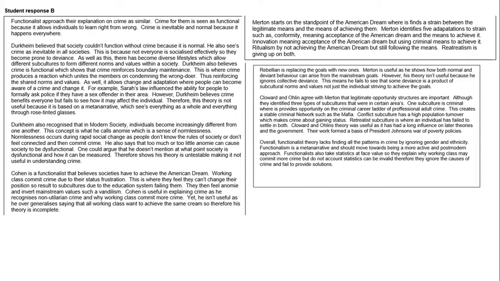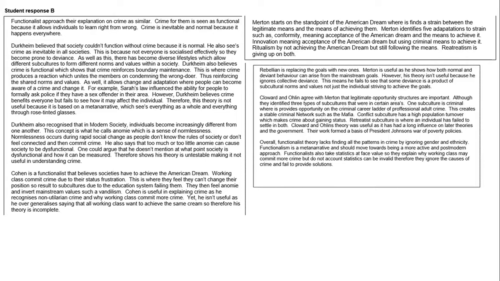It then says Durkheim also recognises that in modern society, individuals become increasingly different from one another. One could argue that he doesn't mention at what point society is dysfunctional and how it can be measured. So again, a little bit of specific criticism of Durkheim there. Doesn't really tell us what level of crime is good, how much crime is bad, when does crime become dysfunctional as opposed to good. So some specific criticisms there of Durkheim.